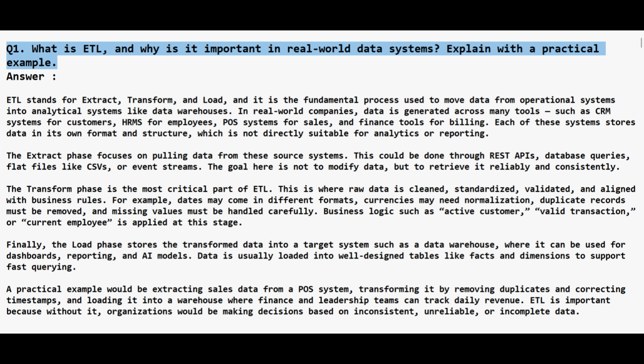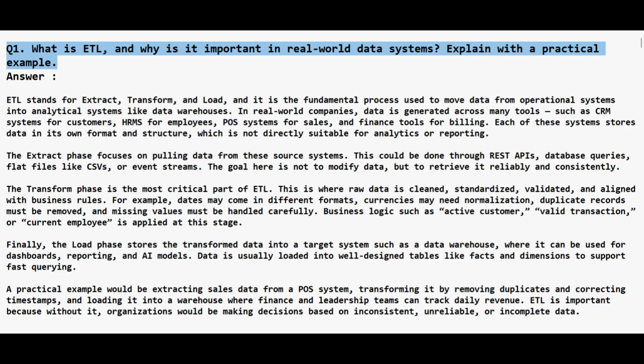In real-world companies, data is generated across many tools, such as CRM systems for customers, HRMS for employees, POS systems for sales, and finance tools for billing. Each of these systems stores data in its own format and structure, which is not directly suitable for analytics or reporting. The extract phase focuses on pulling data from these source systems. This could be done through REST APIs, database queries, flat files like CSVs, or event streams. The goal here is not to modify data, but to retrieve it reliably and consistently.